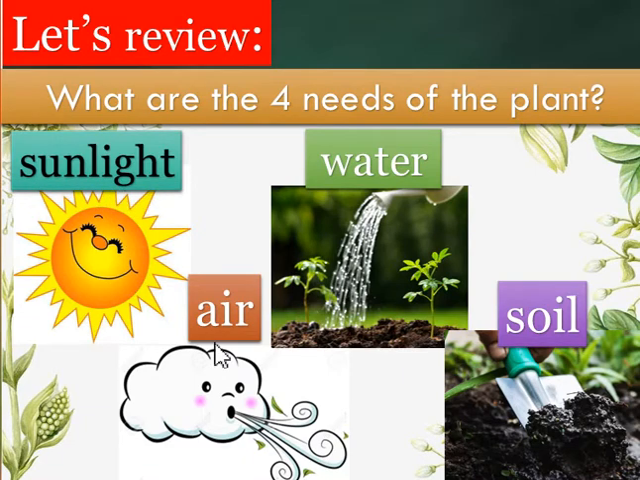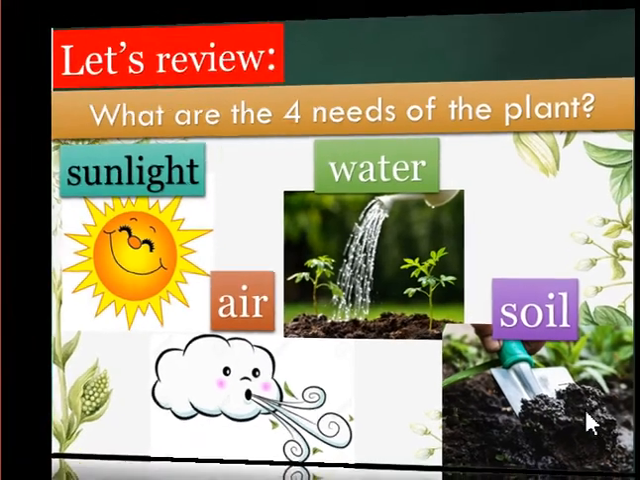Very good. This one is air. Next we have water and soil. These are the four important needs of the plant in order to live and to grow. Without even one of them, like sunlight, the plants will die. Okay, next.